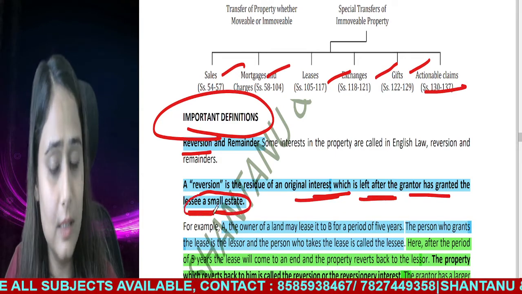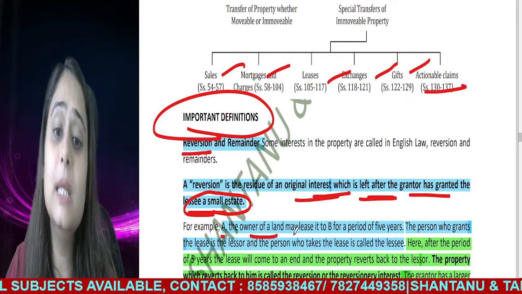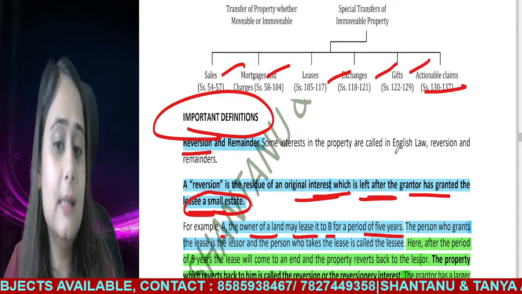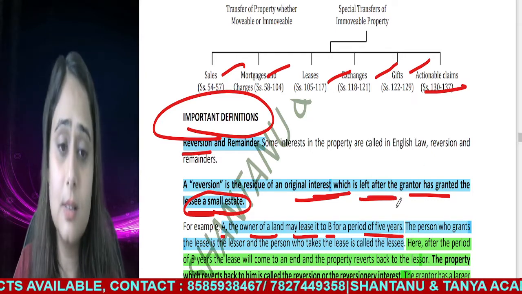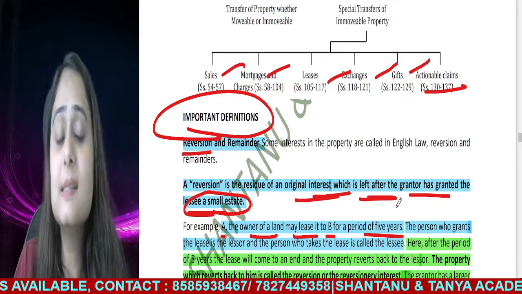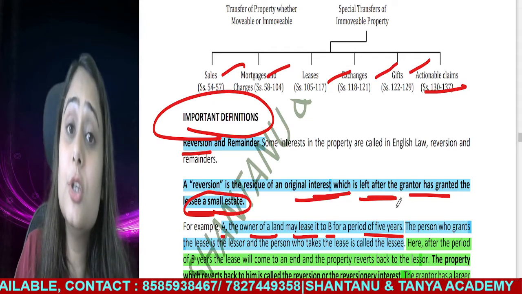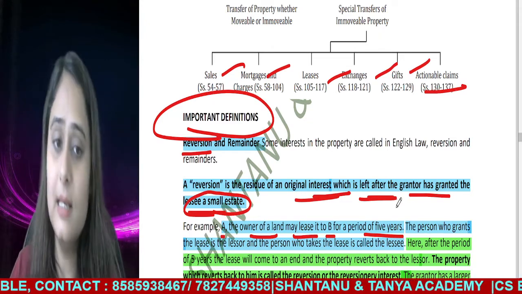a small estate. For example, A, the owner of a land, may lease it to B for a period of 5 years, right? A is having a land and he is leasing it to B for a period of 5 years. So the person who grants the lease, we all know that person is known as the lessor, and the person who takes the land on lease is the lessee.